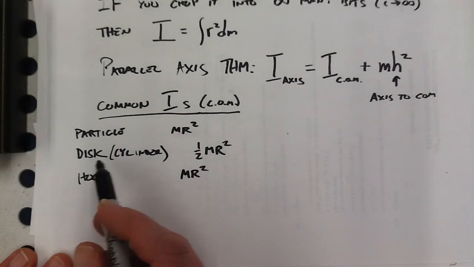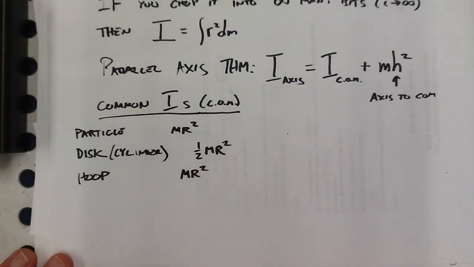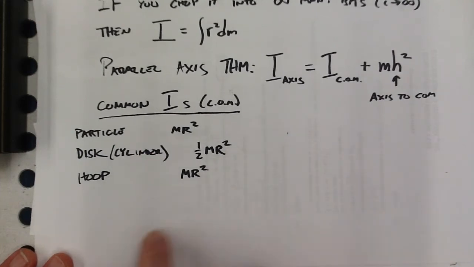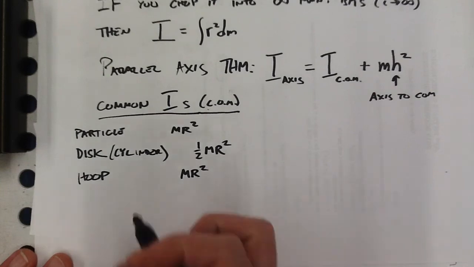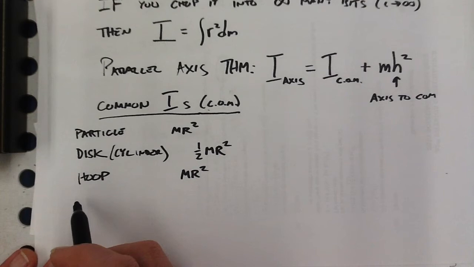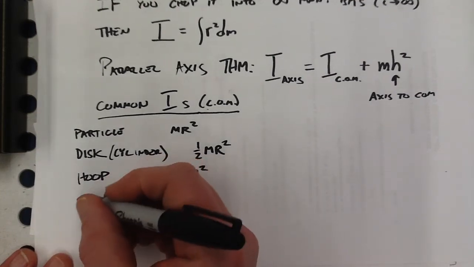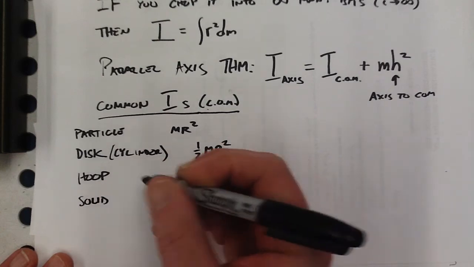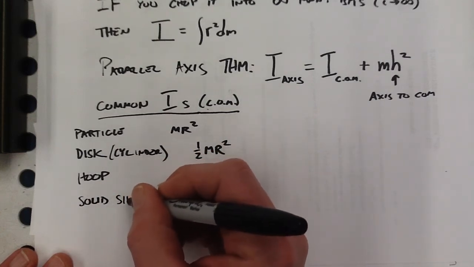So particle, disc, hoop. A bicycle tire could be considered pretty hoop-like. It's got spokes and stuff, but the mass of those might be fairly small relative to the rest of it. Particle, disc, hoop, what else do we got? We also need a solid sphere, like a lacrosse ball. Sphere.